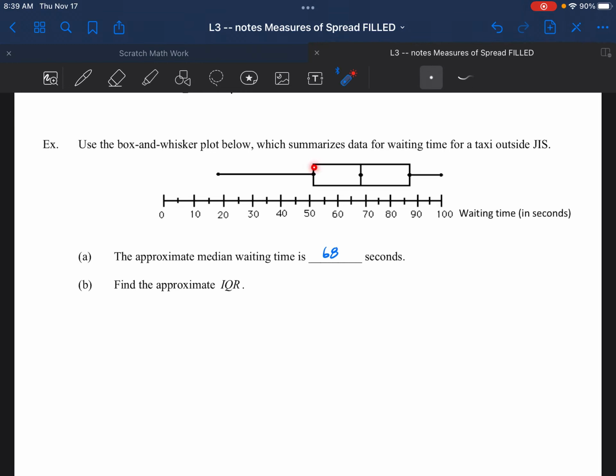And find the approximate IQR, so that's going to be this Q3. It's basically the length of this box. So we're going to take this value, which looks like, I'm going to say that's 86. So this is 86 minus this value here, that looks like 51 to me. So this is about 35 minutes.